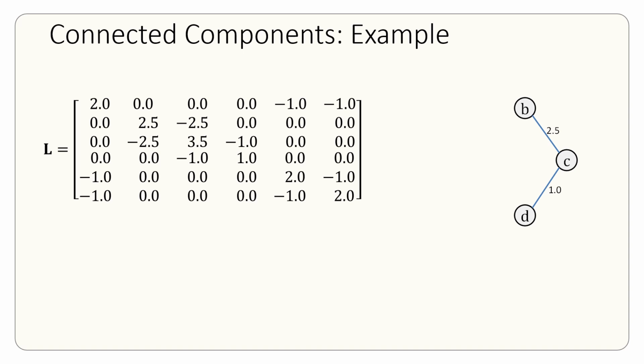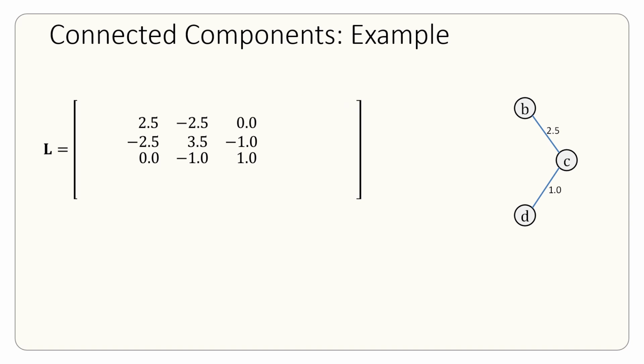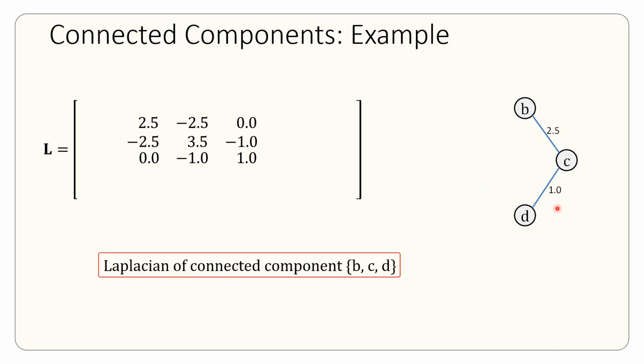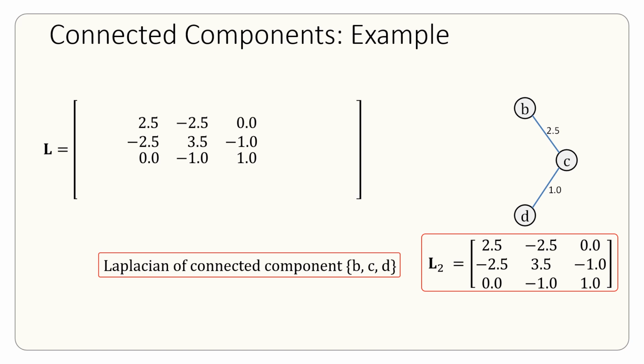So let's focus on the connected component shown here. And so we retain columns and rows 2, 3, and 4 of the Laplacian and discard the rest. This yields this smaller 3 by 3 matrix here, which is in fact the Laplacian of this connected component BCD.